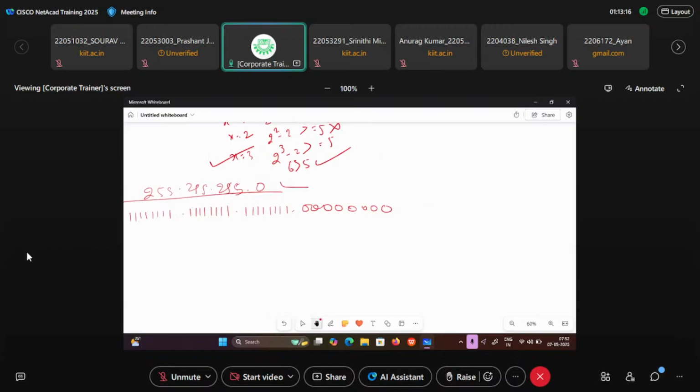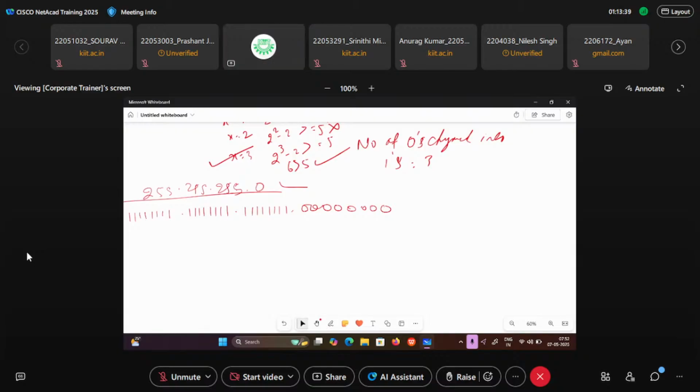So here the number of zeros changed into ones is equal to 3. The 3 zeros you have to change to 1. Now you will get the new subnet mask. Already we have 24 bits, which are 1. So where do you have to change?